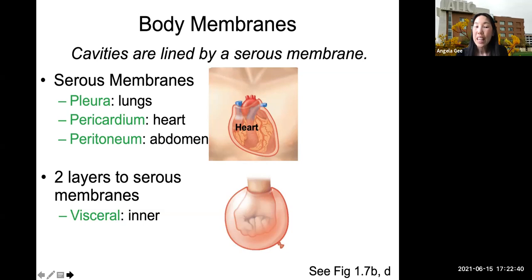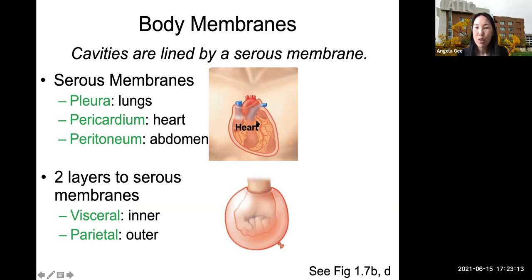So we call the inner membrane the visceral membrane. This one, notice the word viscera in it. This is actually going to be touching the visceral organ itself. For example, in this case, the heart. Or it might be the layer actually touching the lungs or the stomach or the intestine. So again, this is your visceral layer or the inner layer that's hugging the organ. And then you have the parietal layer, which is the outer layer. So in this cartoon version, the parietal layer would be on the outside.